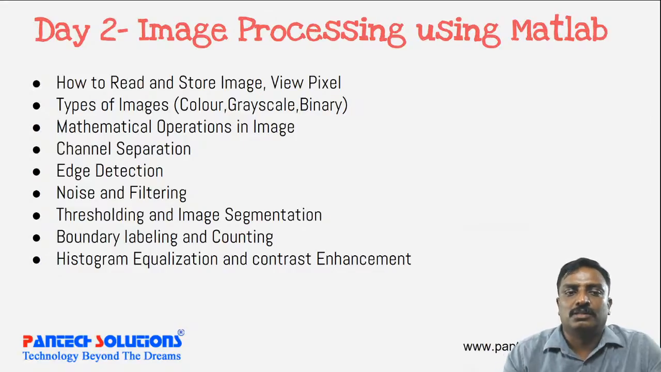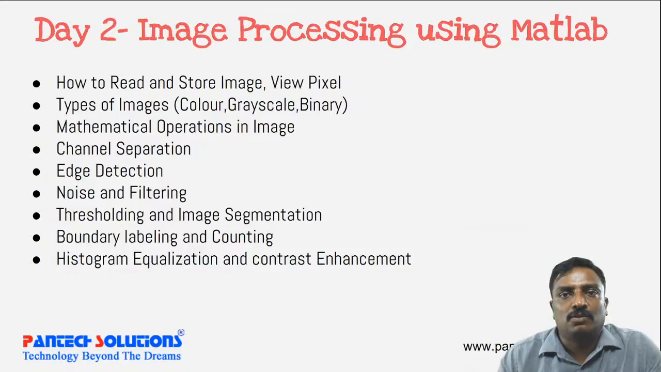Then we will be covering what is thresholding, like how to do manual thresholding and how to segment the image by thresholding. That covers thresholding and image segmentation. And boundary labeling and counting, how to count the number of coins in an image. We take a coins image, segment the coins, and count them. This could be used to count apples in a tree or oranges in a tree. So it's a basic application.